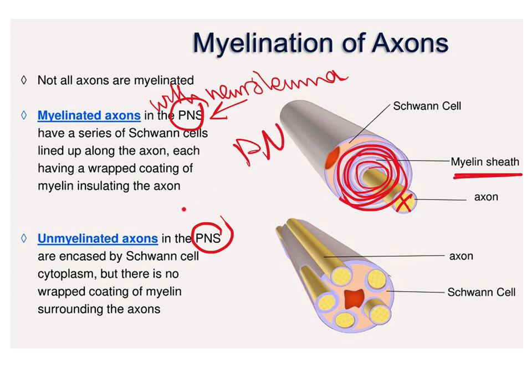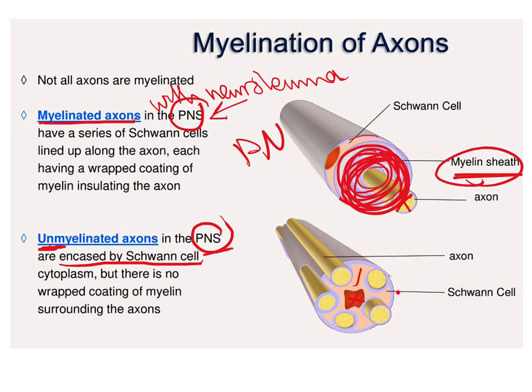Now, we are still talking about the peripheral nervous system. Some are unmyelinated, but with a neurolemma. We know the myelinated one with a neurolemma has one cell whose plasma membrane wraps around the axon, creating the myelin sheath. But what about the unmyelinated? It's unmyelinated, but again, it's encased by a Schwann cell. That means this is a Schwann cell. This is the nucleus of the Schwann cell, and this is the cytoplasm of the Schwann cell.